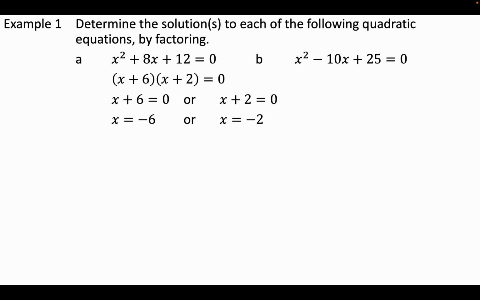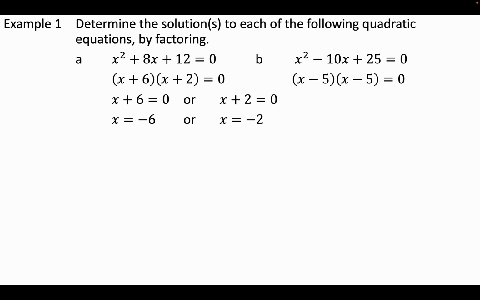Moving on to question B, we have a 0 on one side, so that's perfectly fine. We then need to find two numbers that will multiply to negative 25 and also add to negative 10. This time it happens to be the same number twice. It's negative 5 and negative 5. So when we factor that out, we'll get x minus 5 and x minus 5 equals 0. Do not forget to equal 0 along with this because we do have the equation there.